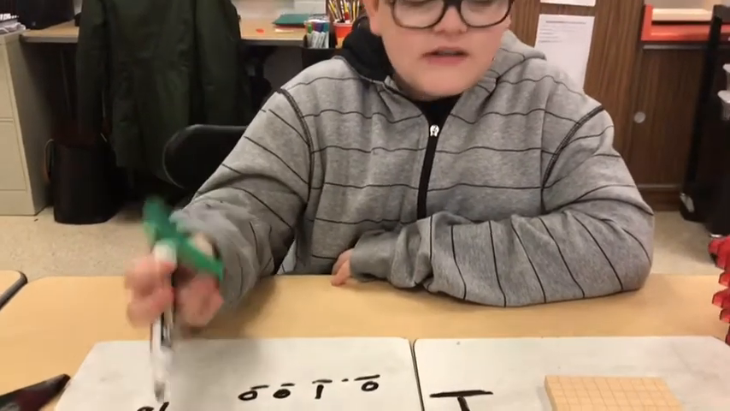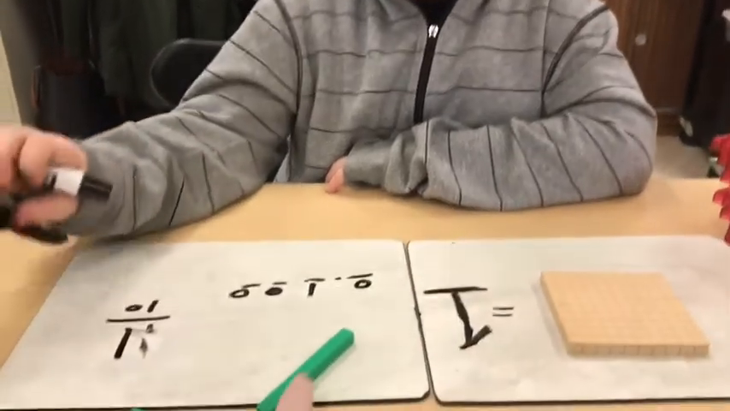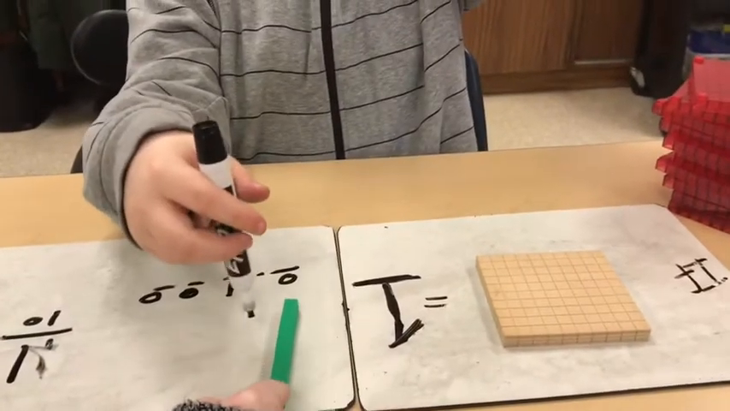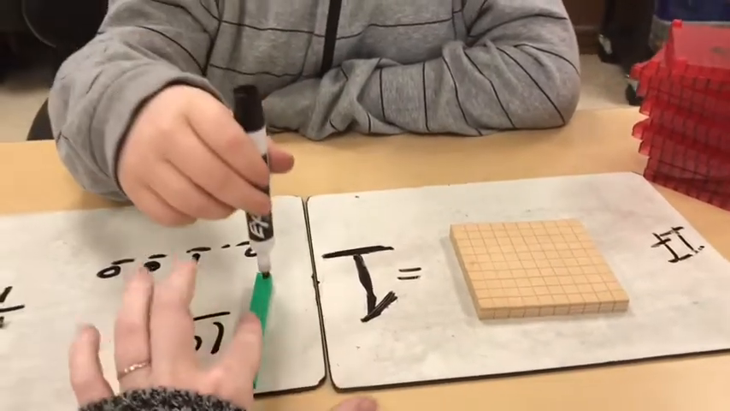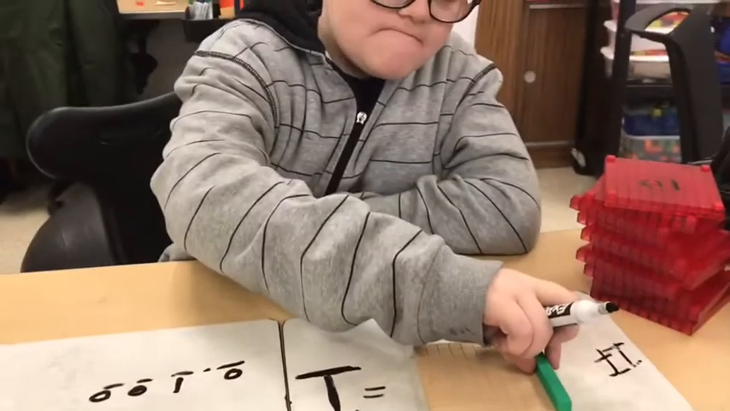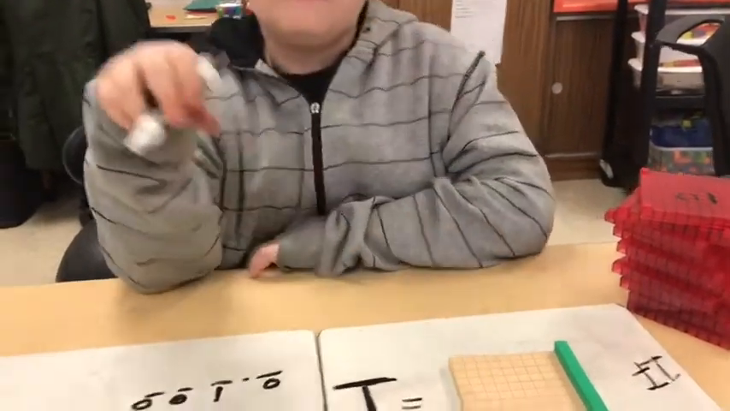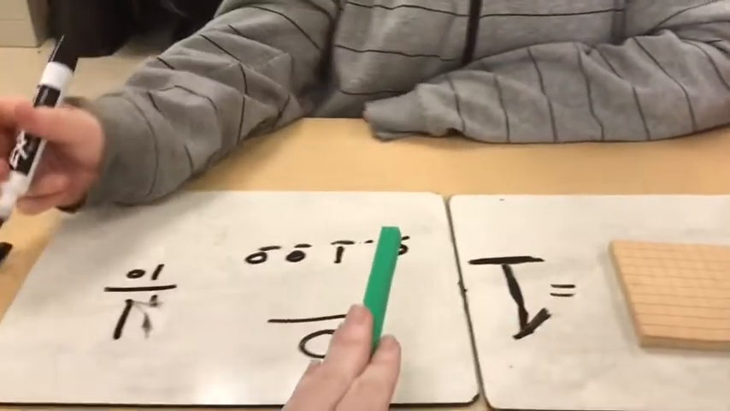Because it's a strip of 10. Does it matter that it's a strip of 10? No. Tell me, what do you know? It's 10. Do the 10 pieces inside of this matter, or does it matter that this fits into this? This fits into this. How many times? 10 times. 10 times. So this is 1 out of 10 parts that make the whole, or 1/10, right?